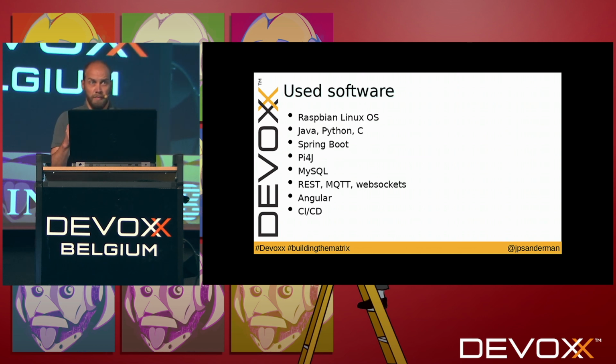So we've got a lot of Raspberry Pi computers that need to talk to each other. We run the Raspbian Linux OS on that. We write our software using Java and Python. We use Spring Boot and Py4j to control the GPIO pins that control the hardware. We store our data in a MySQL database. We use REST and MQTT as communication, Angular for the front end, and we created a CI/CD pipeline so that we don't have to provision a lot of computers by hand. It saves us a lot of manual work.